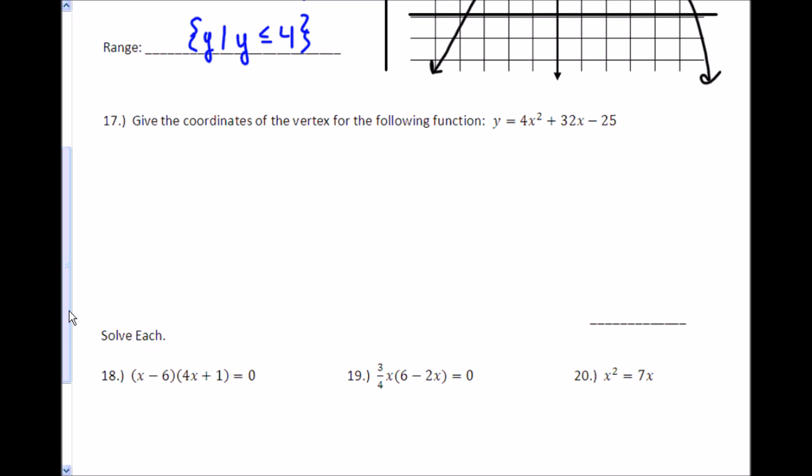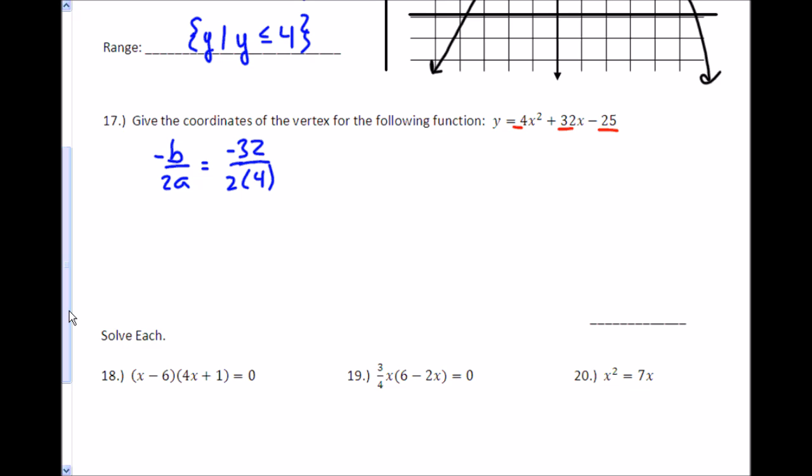For this one, it says to give the coordinates of the vertex. To find the x value for the vertex, I have to do the opposite of b over 2a. So that's going to be a negative 32 over 2 times 4. Again, it's always a, b, and c as my coefficients. And now I just have to plug this in, and it doesn't tell me whether or not I have to leave this as a fraction or a decimal.